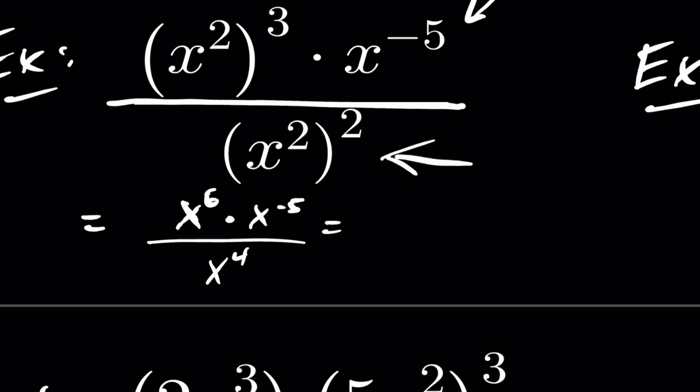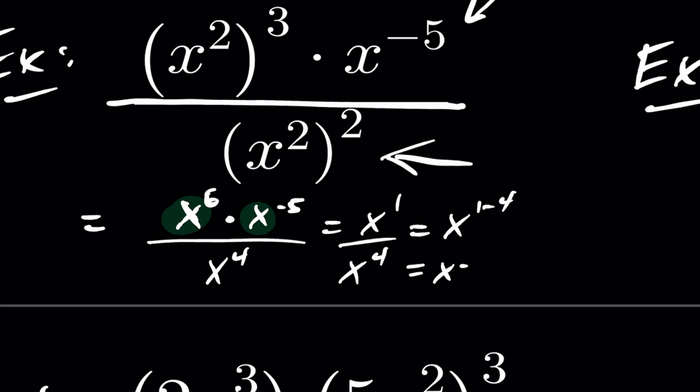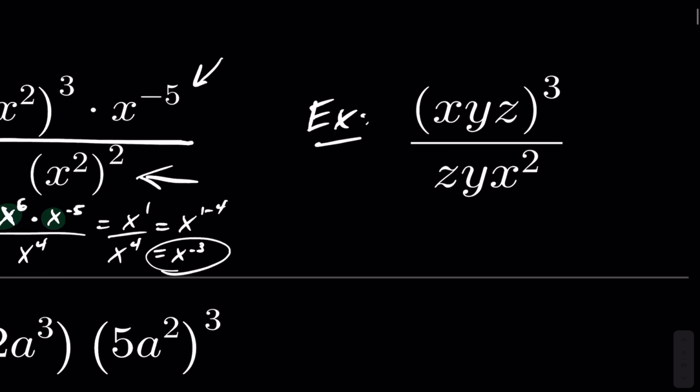And now I'm multiplying with the same base. I can add these exponents. This becomes x to the power of 1 over x to the power of 4. Now I'm dividing with the same base. I can subtract the exponents. It becomes x to the 1 minus 4, and that's x to the negative 3. That becomes our answer for this one.